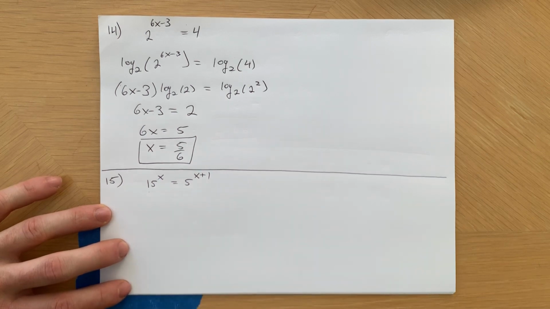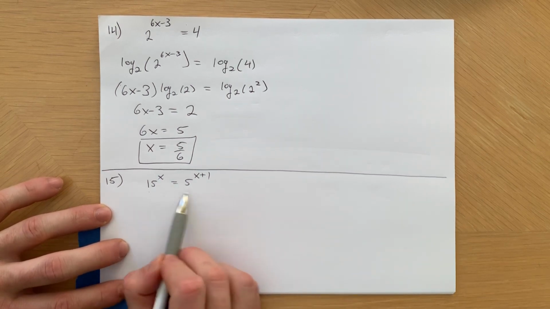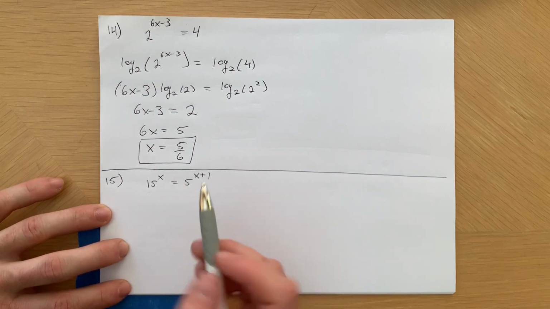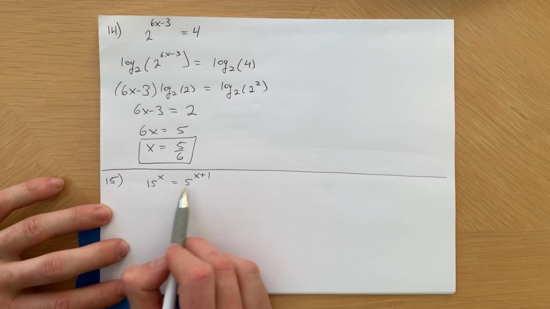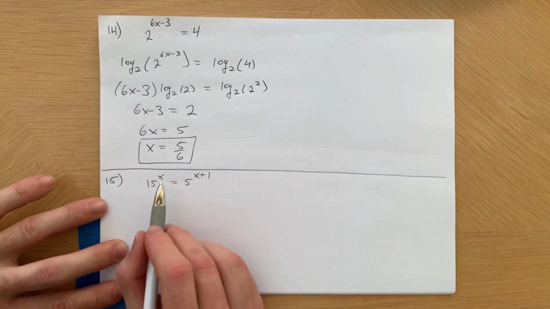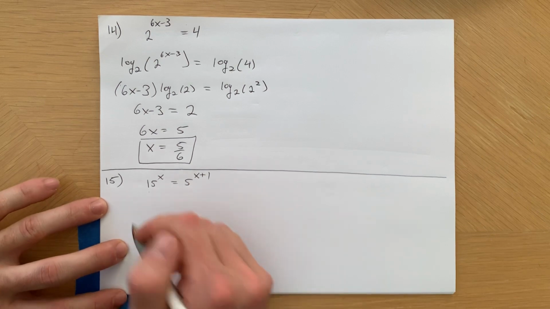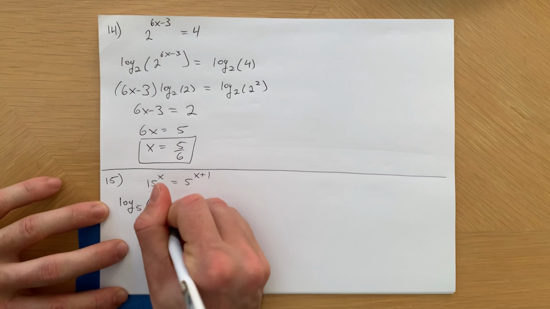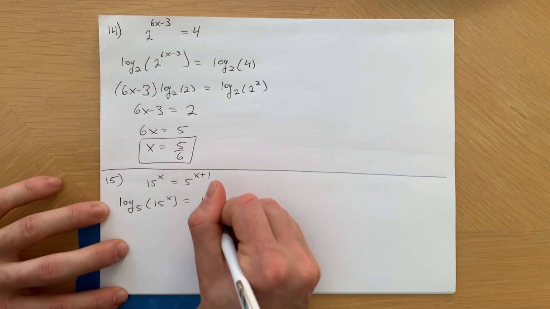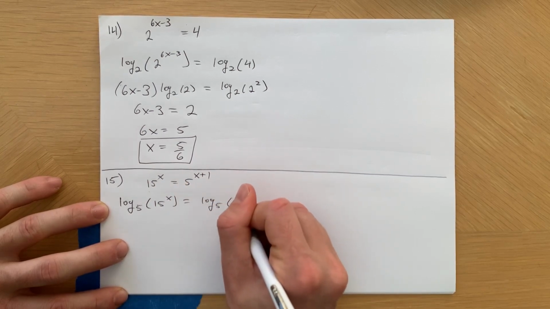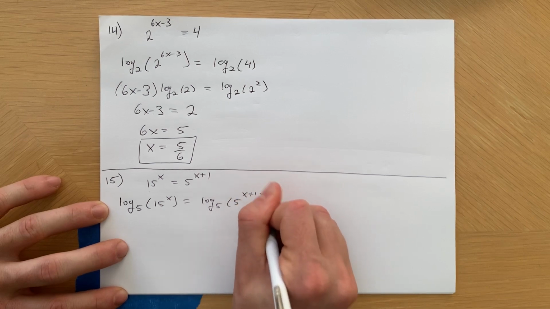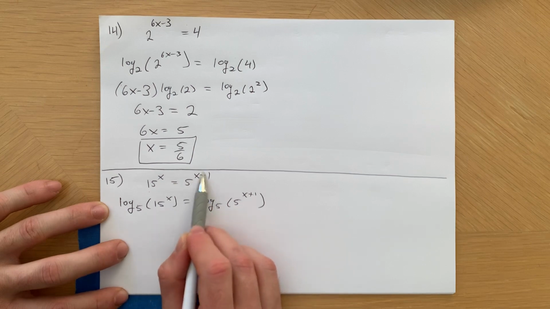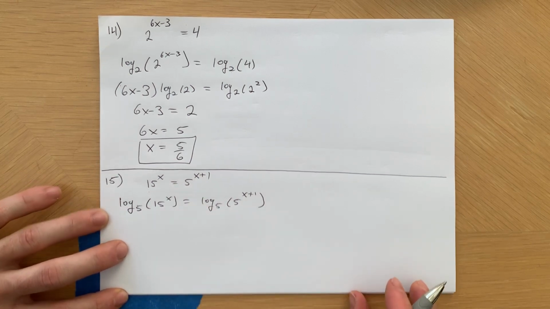There's two things we can do here. Any log that you want, you can take on both sides. So let's take log base 5 on both sides. The base that we're going to choose is either going to be 15 or 5. It doesn't matter which one you choose here. So let's just take the log base 5 of both sides. So we're going to do log base 5 of the left, 15^x, is going to be log base 5 of the right, 5^(x+1). So again, all we did is take log base 5 of the left equals log base 5 of this right-hand side. So now we're going to use log rules.